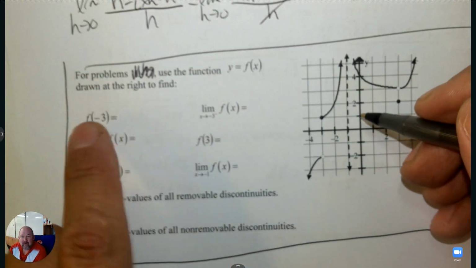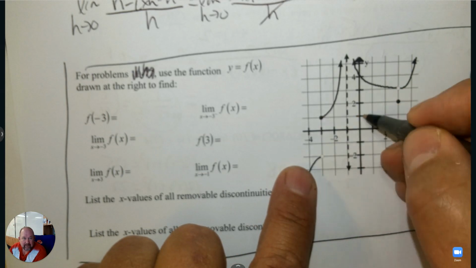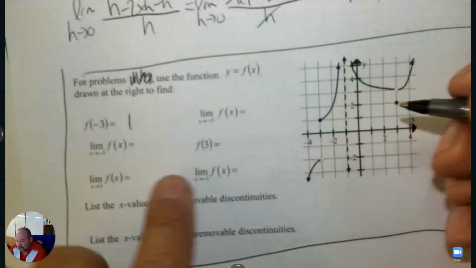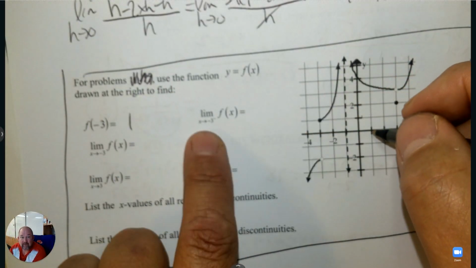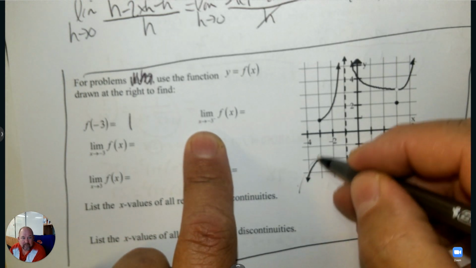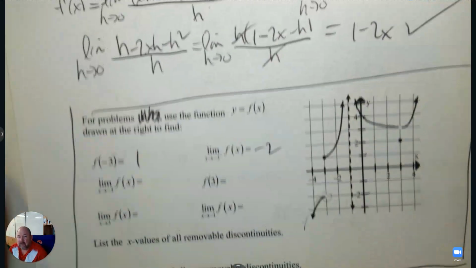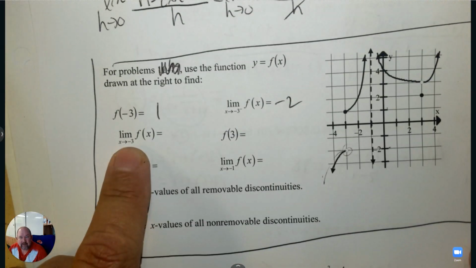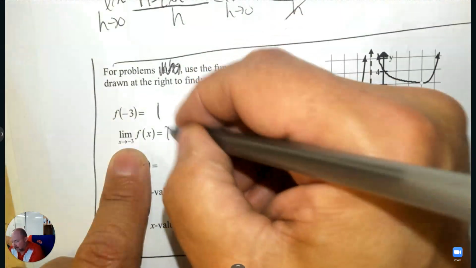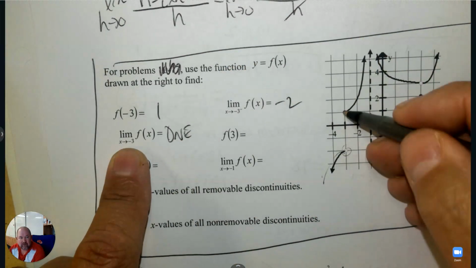Awesome. So what's the function value at -3? That's the y-coordinate. It's 1. Don't go to the hole, go to the close point. What's the limit coming from the left? So from the left, what's the y-coordinate? And the answer is -2. What's the limit at -3? It doesn't exist because a limit does not exist at a jump.